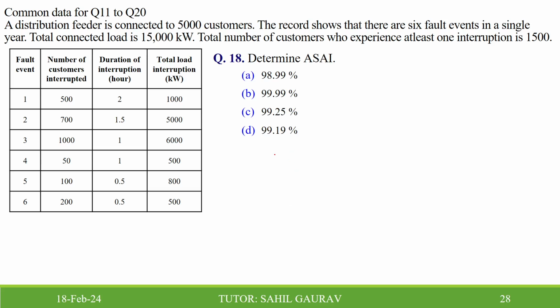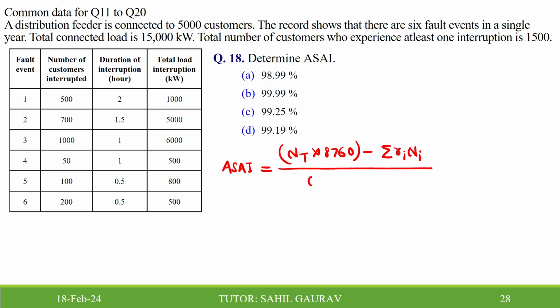Now 18, that is ASAI, that requires a little bit of calculation. So average service availability index, you have to find the customer hours of service availability with respect to the customer hours of service demand. So you have to multiply the number of hours with the total number of customers served, and then subtract the interruption hours, sigma RiNi, and then divide by the number of customers served times the total duration hours, and multiply it by 100%.